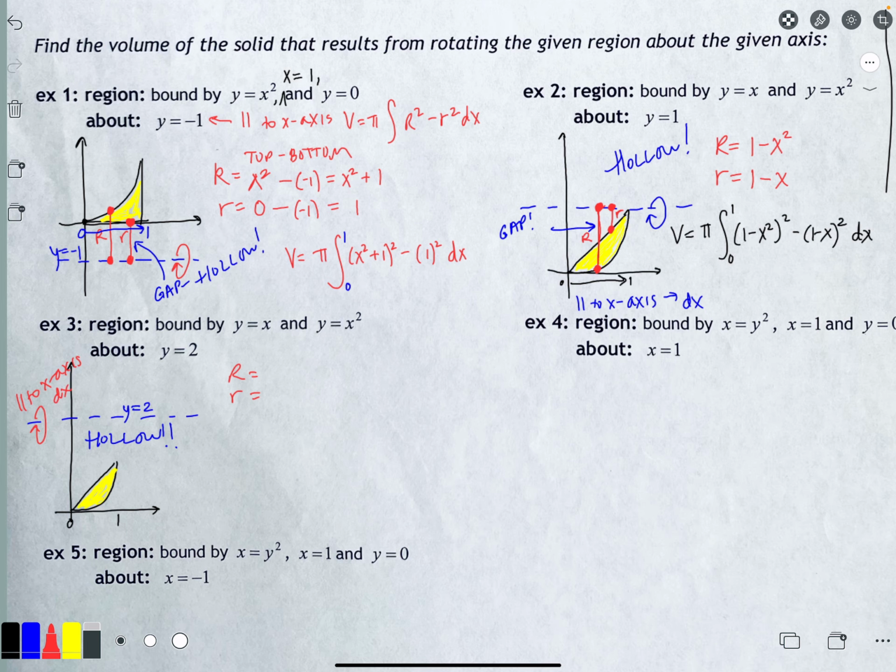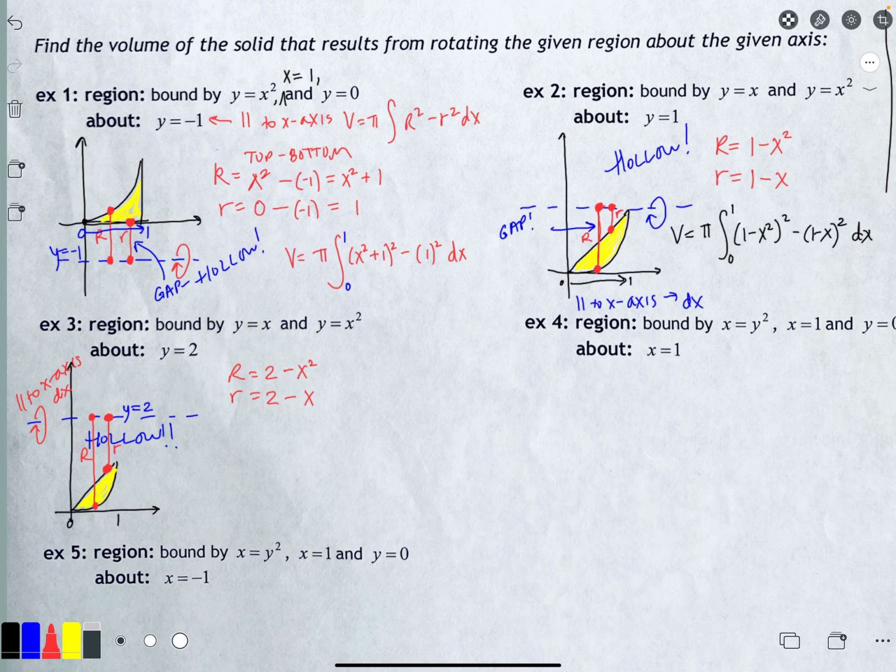Okay. Big R, I go from the axis of revolution to the outer curve on the original region. I'm drawing down again. There's big R. Little r, I go from the axis of revolution to the inner curve on the original region. There's little r. So big R on top is touching 2, and on bottom it's touching y equals x squared. Little r on top is touching 2, and on bottom it's touching y equals x.